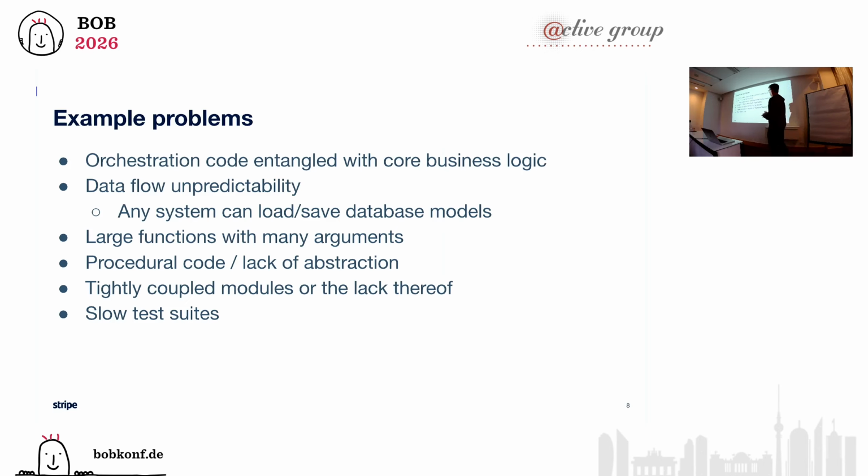Very related to that, data flow unpredictability. So any part of our system could read and write database models. And so same problem. It's just hard to understand and follow what's actually happening and what's depending on what. We got large functions with many arguments. Procedural code, not enough abstraction. Tightly coupled modules, or the lack thereof. So basically, everything turns into one big blob that gets harder and harder to move, and testing becomes a challenge too. So a pretty unfortunate state, I would say.